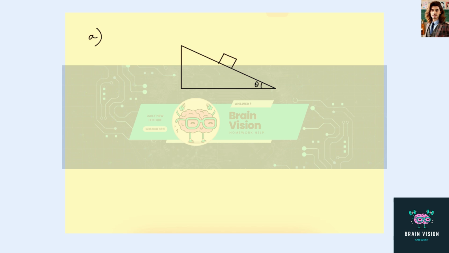So let us suppose the angle is theta. Now the forces acting on the block will be the normal force by the ramp in the direction perpendicular to the ramp and the gravitational force in the downward direction. The angle of the gravitational force with the direction perpendicular to the ramp will be theta, which is the same as the angle of the ramp with the horizontal.